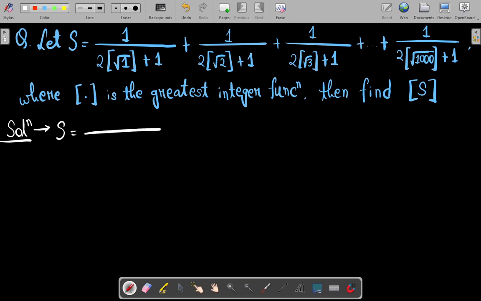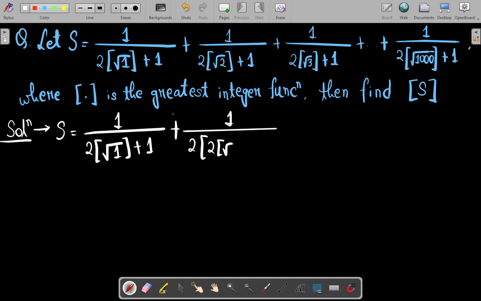So we are given a sum where the first term is 1 upon 2 times the greatest integer value of square root 1 plus 1, and the second term is 1 upon 2 times the greatest integer value of square root of 2 plus 1, and this goes on up to 1000 terms, the last term being 1 upon 2 times the greatest integer value of square root of 1000 plus 1.